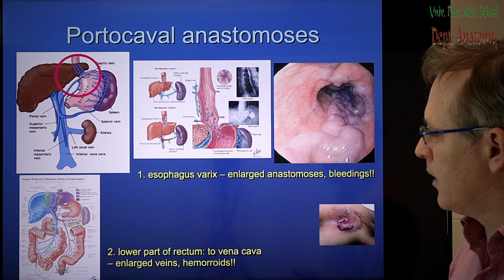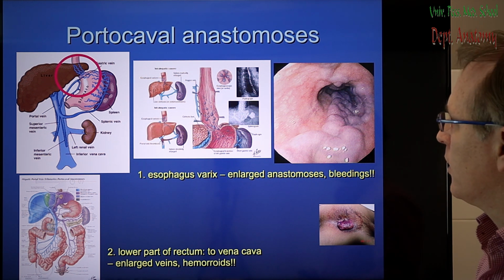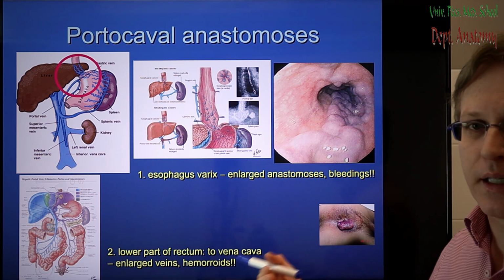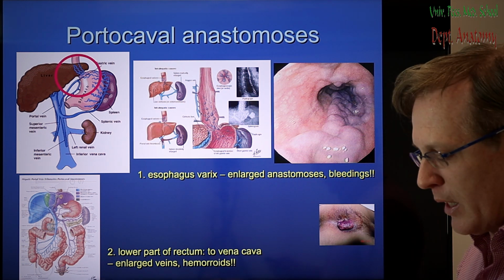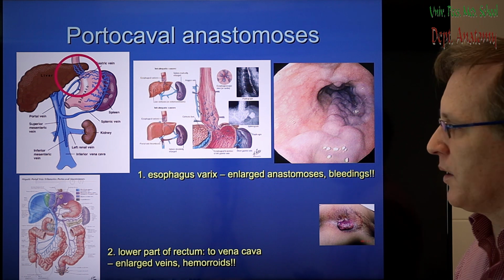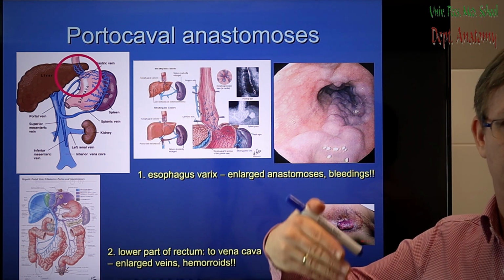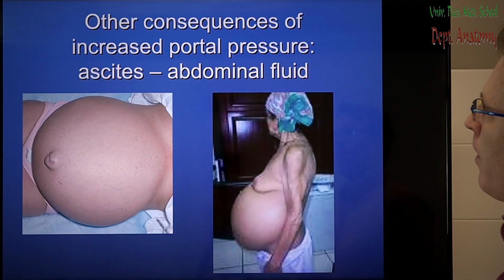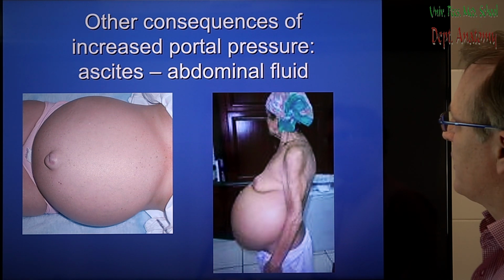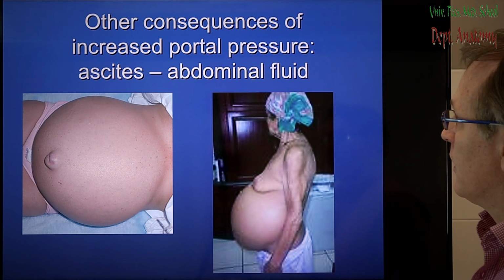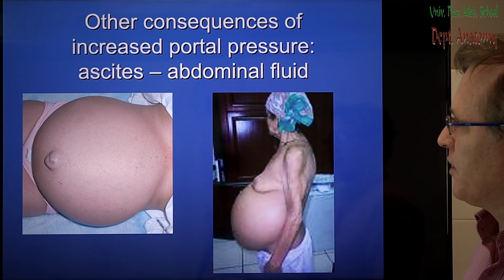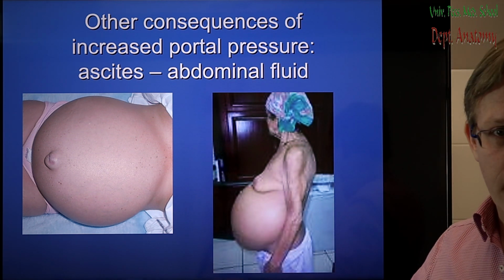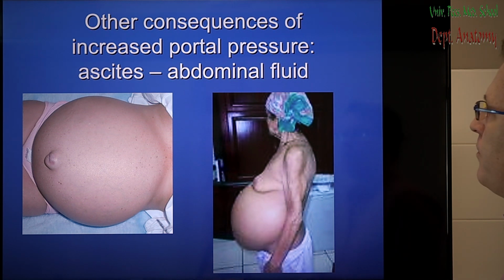So once again, the clinical importance of the portocaval anastomosis is the bleeding from the portocaval anastomosis, when the blood pressure in the portal venous system is increased. And another consequence of the increased portal pressure is, for example, ascites, in which case extremely large amounts of fluid accumulate in the peritoneal cavity.